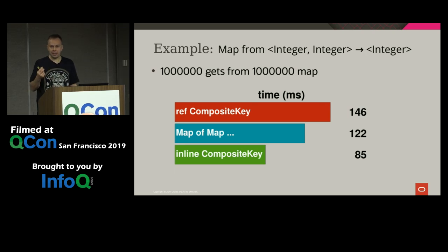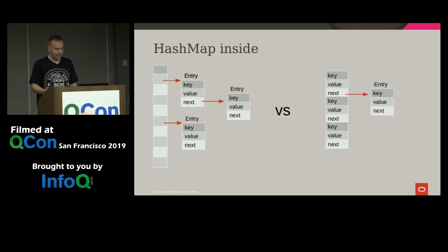I prefer composite key from a code reading perspective. It's much clearer to understand that chain of maps, but chain of maps right now works a little bit faster, but inline should eliminate that difference.